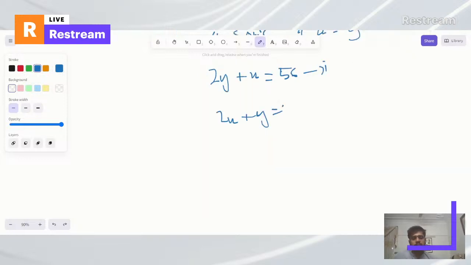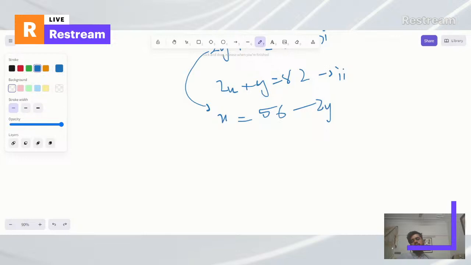So it's a pretty straightforward question, right? It becomes part 2. Now what we're going to do is solve it using simultaneous equations. Let's simplify this. Let's make x the subject, so it's going to become 56 minus 2y. And let's substitute this in equation number 2. So 2 times (56 minus 2y) plus y equals 82.